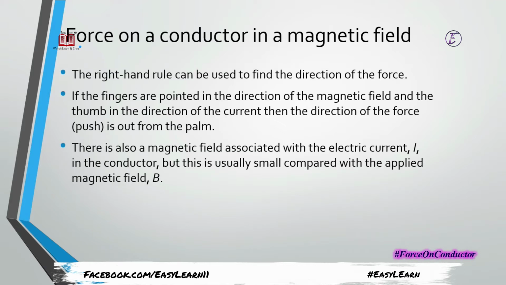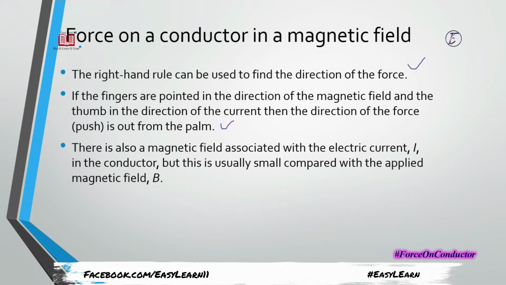The right hand rule can be used to find the direction of the force. If the fingers are pointed in the direction of the magnetic field and the thumb is in the direction of the current, then the direction of the force is out of the palm. And this is what I already explained, and this is what I wrote for you. For example, sometimes I forget to explain a point. That's why I write it here to remind myself during the lecture.